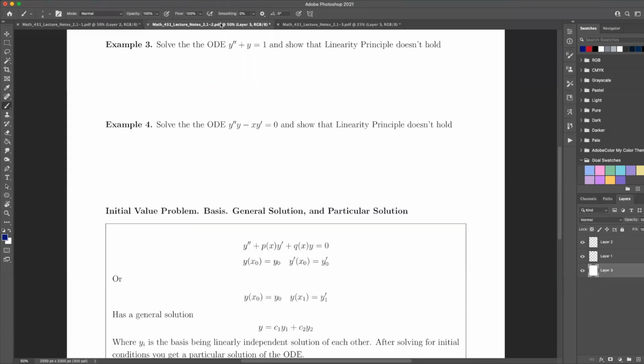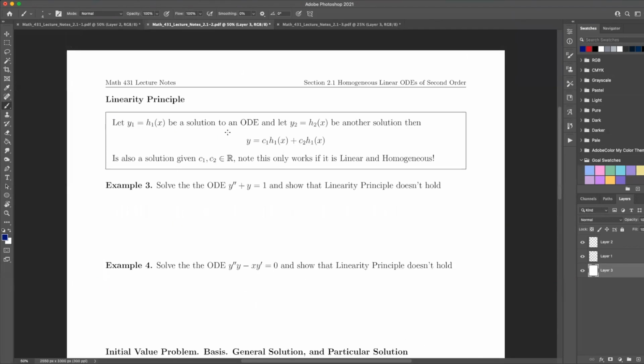Let's talk about the linearity principle. So let y_h1 be a solution, let y_h2 be another solution. Then y can be any linear combination of those solutions, where c1 and c2 belong to the real numbers. So these are just real coefficients. And this only works if it's linear and homogeneous. We also want these two solutions to be linearly independent, because if they're linearly independent, we call it a basis.